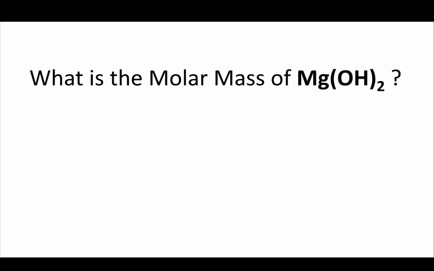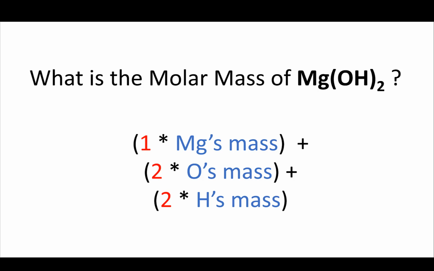Finally, what's the molar mass of MgOH2, magnesium hydroxide? So you've got to count how many magnesiums, oxygens, and hydrogens you have. I have 1 magnesium, I have 2 times 1 oxygens, and 2 times 2 hydrogens, because remember the 2 goes to everything inside the parentheses. It's a polyatomic ion. So I have 1 copy of magnesium, 2 copies of oxygen, and 2 copies of hydrogen.